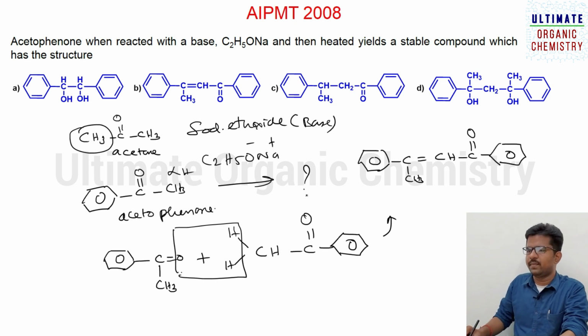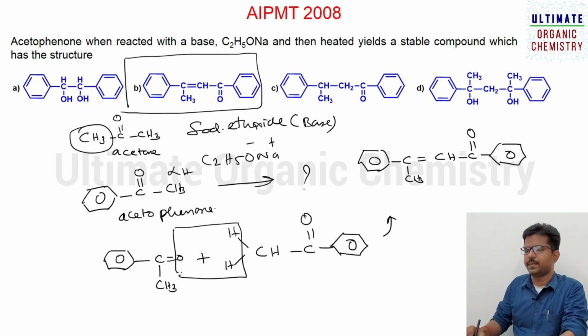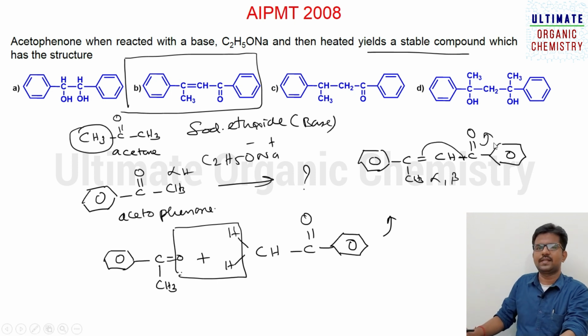By seeing the options, the right one is option B. They said one word: a stable compound. Stable means what? This is stable because it is an alpha beta unsaturated system. An alpha beta unsaturated ketone undergoes resonance. When resonance takes place, the compound will be more stable. So that is the way they asked.